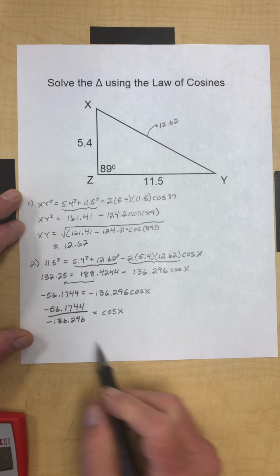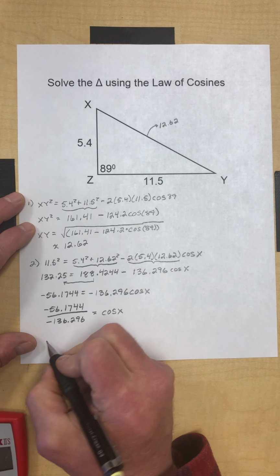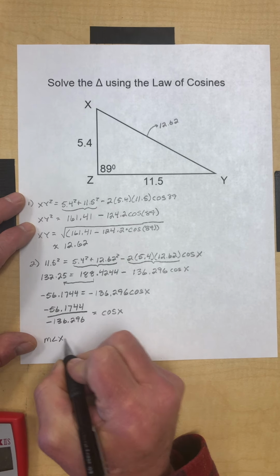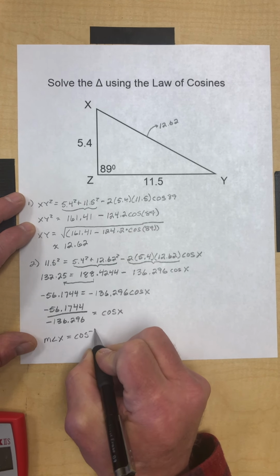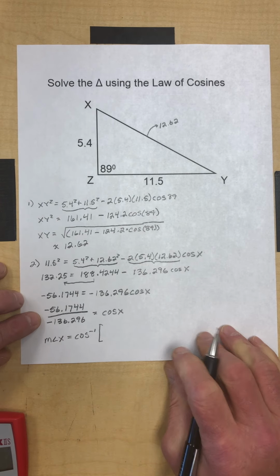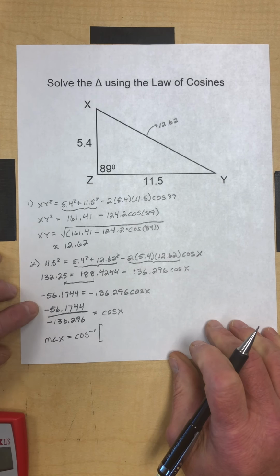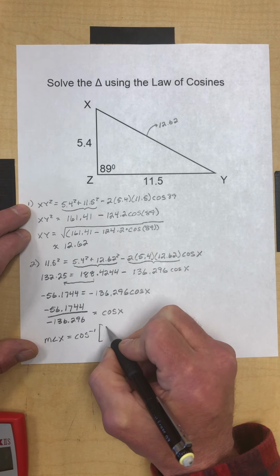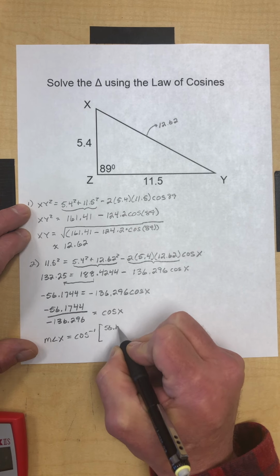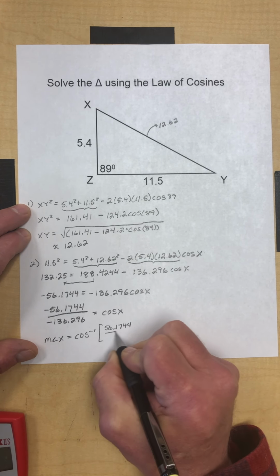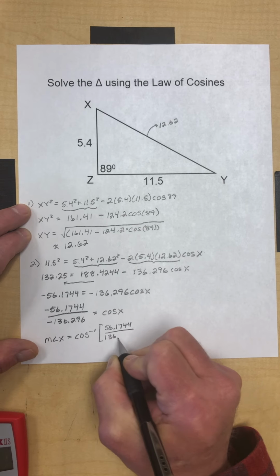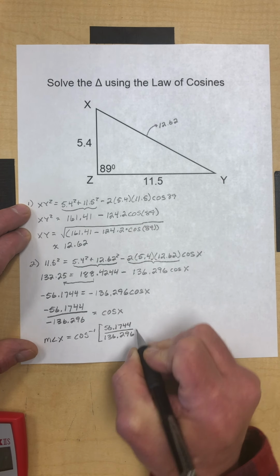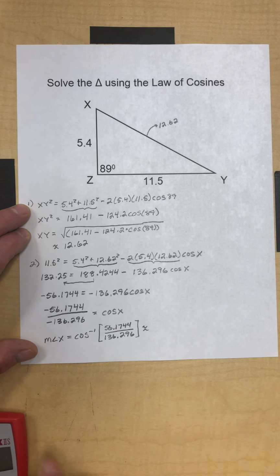Okay, so now I got to use cosine inverse to get the measure of angle x. The measure of angle x will be cosine inverse of this whole ratio. And once again, notice that they're both negative, and a negative divided by negative is positive, so they cancel each other out. Now, if I only had one negative sign, it wouldn't cancel out, but I got both the numerator and denominator negative, so I'll just drop them. So 56.1744 divided by 136.296. And we punch that whole thing into our calculator.